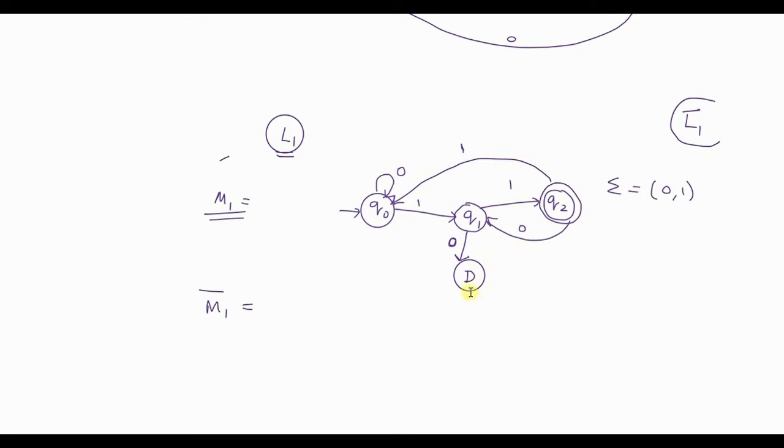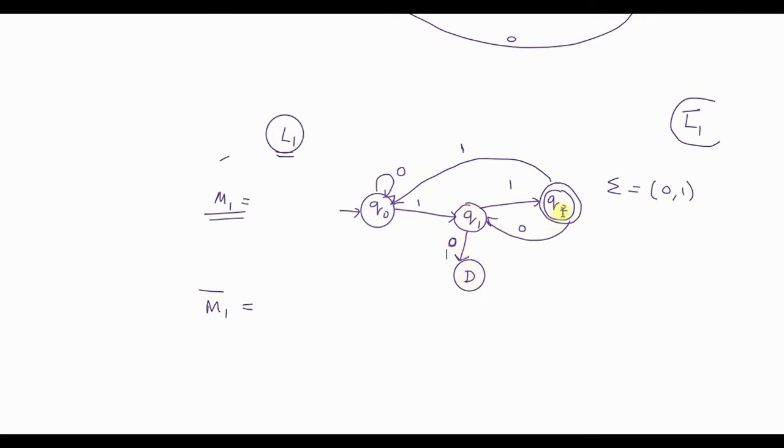So why did I do this? I have created a new state which is nothing but a dead state. What I have done is, since for state Q1, on reading 1 there was a transition defined, but on reading 0 there was no transition defined, for that missing transition I created a state called the dead state, and I defined that from Q1 on 0 it goes to the dead state.